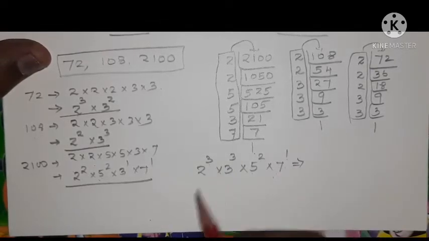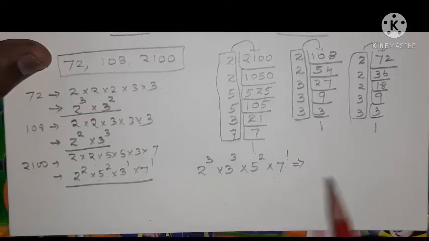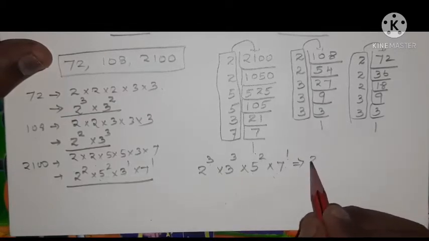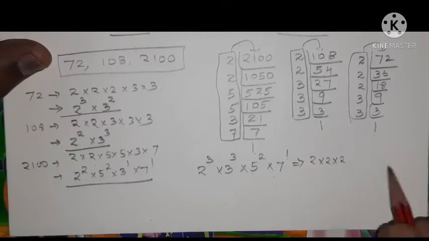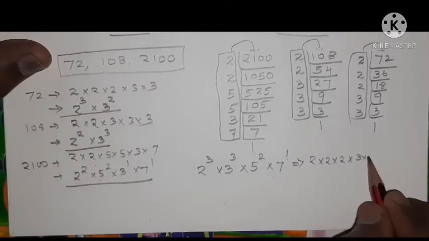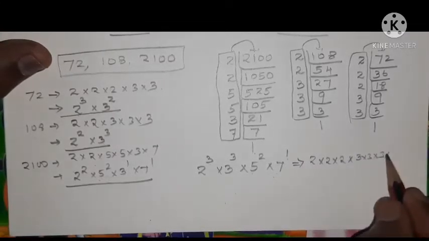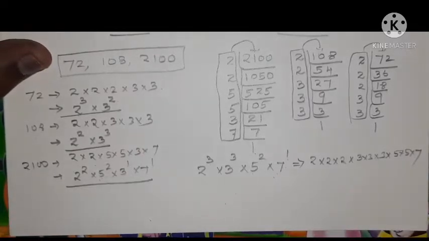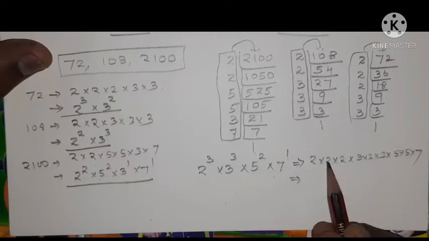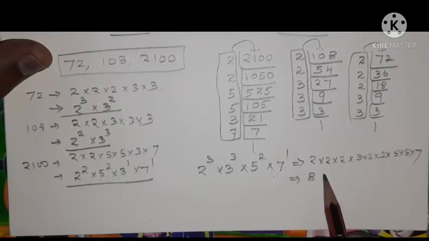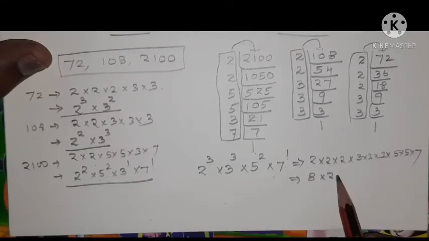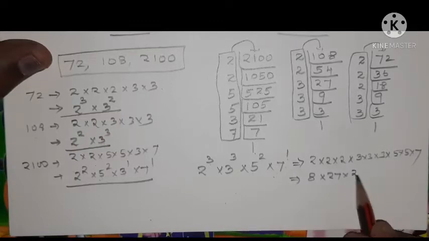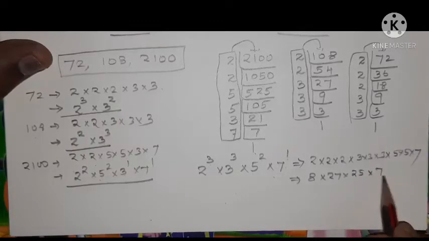2 power 3, how much will it come? So 2 into 2 into 2. 3 power 3 is 3 into 3 into 3. 5 power 2 is 5 into 5. 7 power 1 is 7. Now multiply all these numbers. So 2 2s are 4, 4 2s are 8. So 8 into 3 3s are 9, 9 3s are 27. 5 5s are 25 and 7, right?